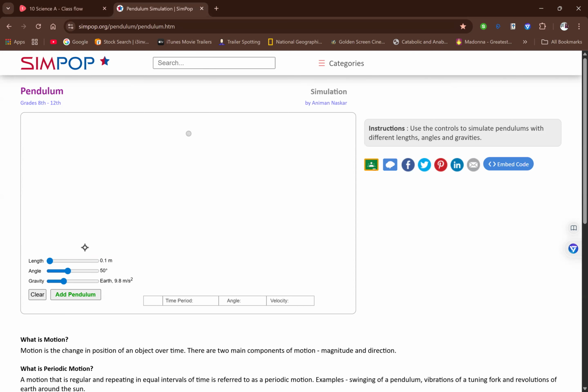Since I want to study how different lengths affect the pendulum swing, what I need to do is change my length. So I am starting with 0.3. Let me see what will happen with 0.3. You can see that the period time taken is 1.1. The starting angle is the same, gravity is the same. So I need to record this down 3 times. Then after that, I need to repeat this with 0.6.